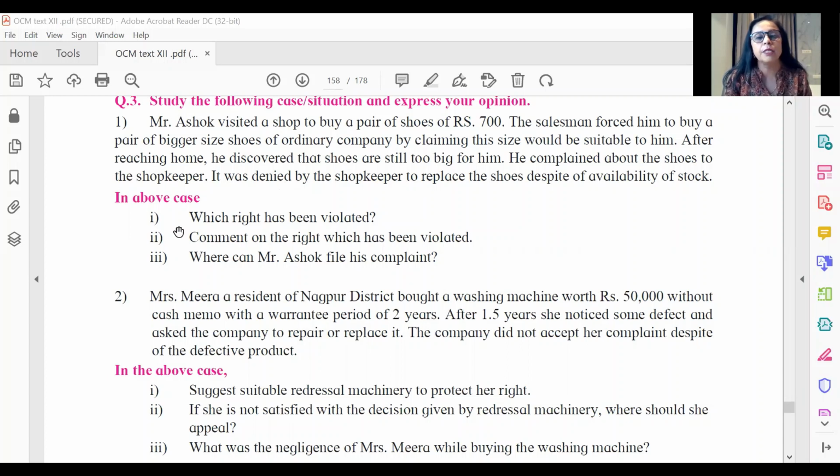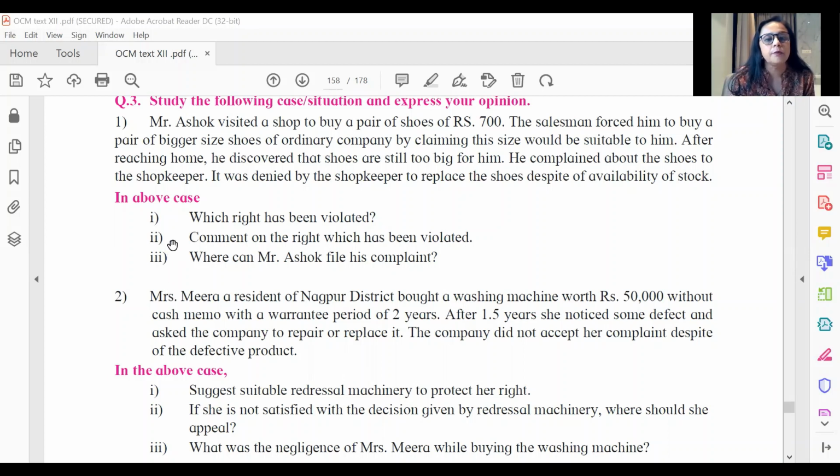Which right has been violated? So Mr. Ashok's right to choose, since he wanted to choose another option and he was forced by the salesman. Once we are talking about right, please remember this is the chapter of consumer protection, and you have to have the list of rights of consumers in front of your eyes. We very clearly understand that he has not been allowed to make a choice. So right to choose is the right of Mr. Ashok which has been violated.